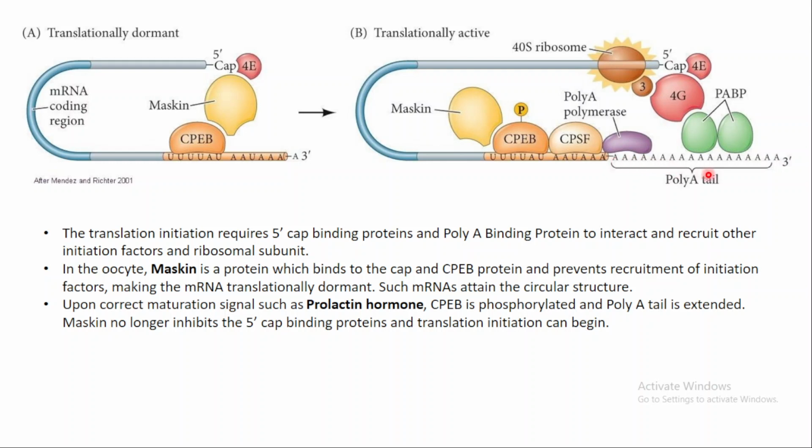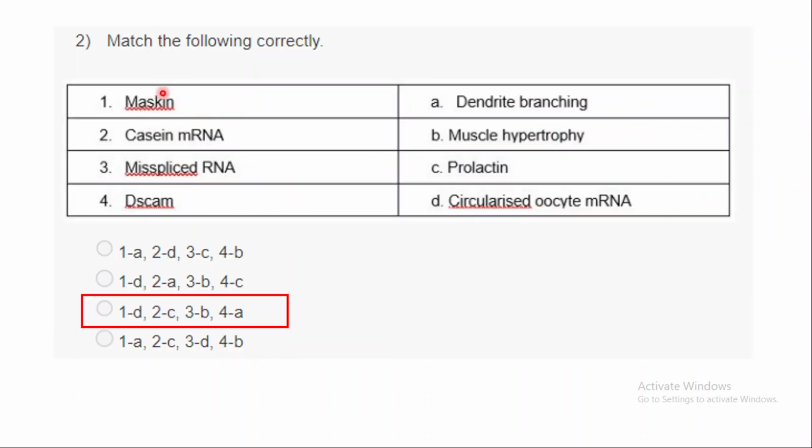There is addition of poly A tail to the existing poly A tail, and maskin therefore cannot bind to phosphorylated CPEB and the cap protein, and the inhibition stops. The 5' cap protein 4E can recruit 4G and other proteins which recruit the ribosomal subunit and poly A binding protein, and thus translation initiation can begin. So translation is active only when maskin is not binding the cap and CPEB, when CPEB is phosphorylated. Maskin binding to the cap and CPEB creates the circularized mRNA structure found in the oocyte. So maskin, number 1, will match D, circularized oocyte mRNA.